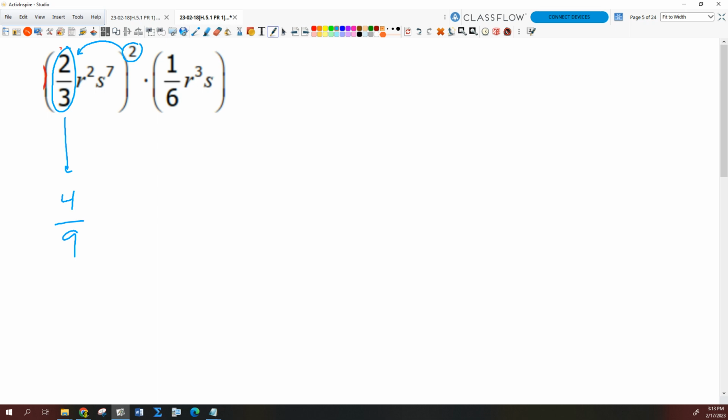So what about the next part? If I distribute the exponent to the r squared, what am I going to get? R to the 4th. And if I distribute to the s to the 7th, what am I going to get? s to the 14th. Okay, times this stuff, right?